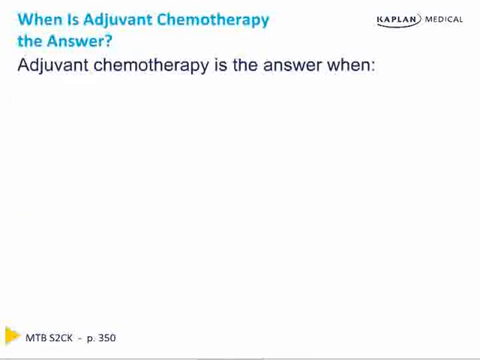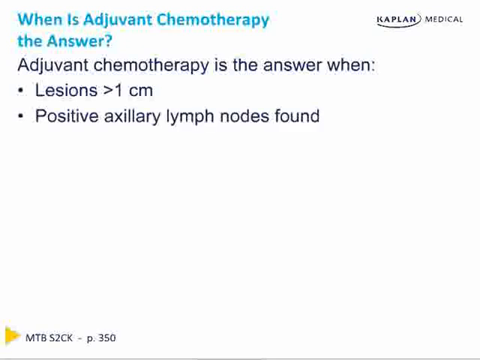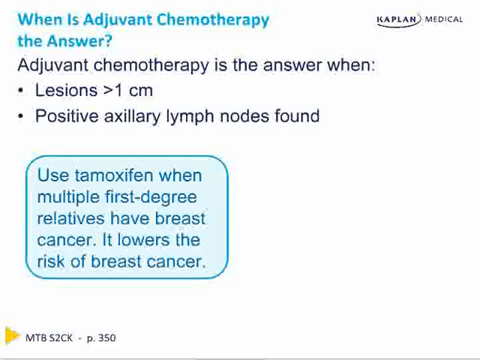Indications for adjuvant chemotherapy after breast cancer surgery and maybe radiation include tumors that are big, that are larger than 1 centimeter, or the presence of cancer in the axillary lymph nodes. It's important to remember that in addition to being useful as an adjuvant hormonal agent, tamoxifen has been shown to reduce the risk of developing breast cancer. So it's sometimes given to women who don't have breast cancer, but have multiple first-degree relatives with the disease.